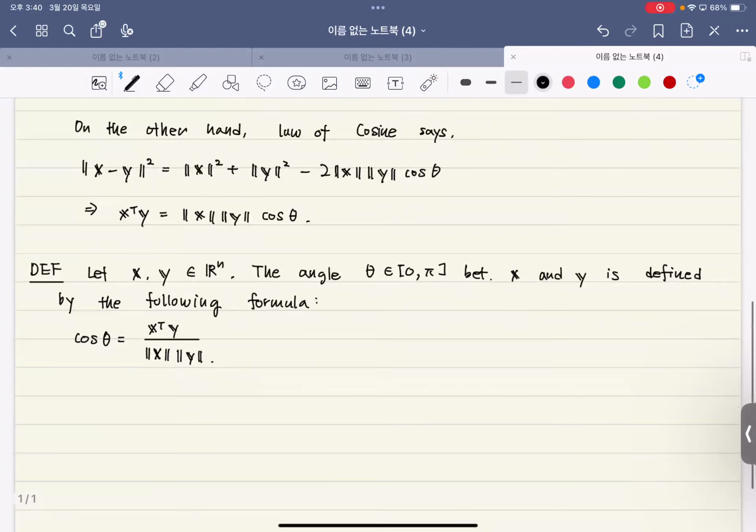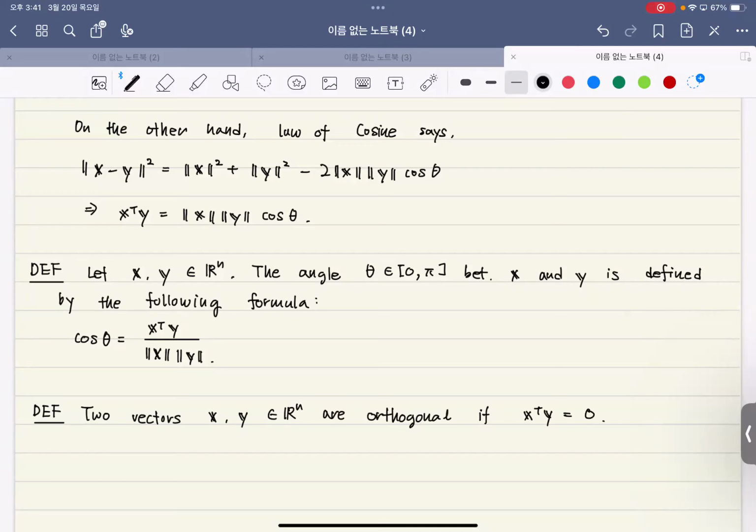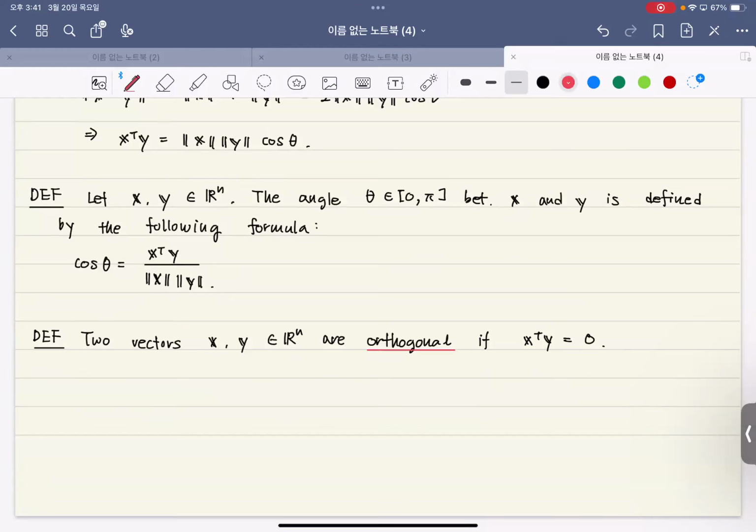Now we are mainly interested in 90-degree angles. If theta is pi over 2, then cosine of pi over 2 equals 0. Because of this, we say two vectors x and y are orthogonal or perpendicular to each other if their inner product equals 0. Now we know the definition of orthogonality.